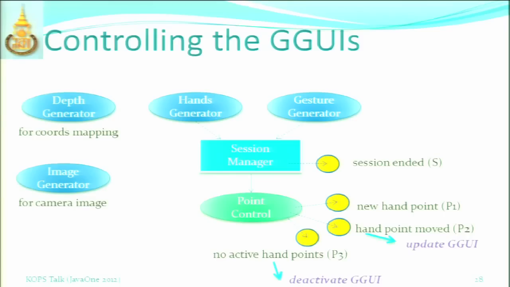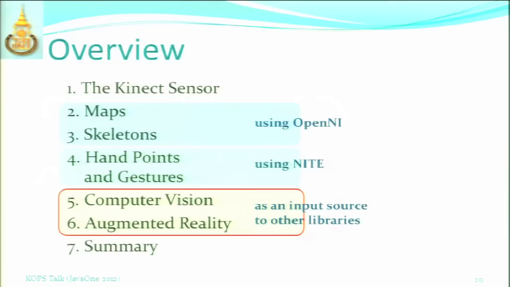lots of listeners. So for example, for the hand point, when a hand point is detected for the first time, a listener is fired. When a hand moves, a different listener is fired. When a hand is lost, so the Kinect loses your hand, another listener is fired, and you code up different things using those listeners. All right, that's NITE finished. So NITE gives me hand points and gestures.